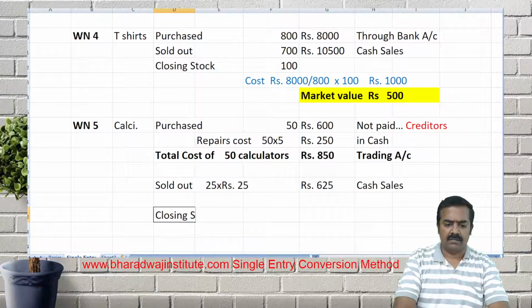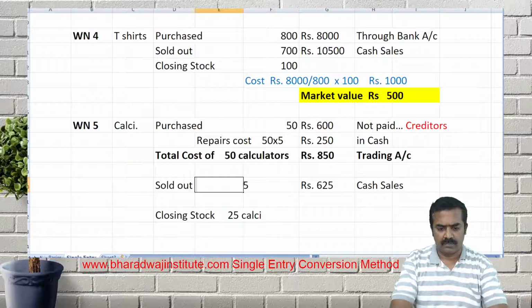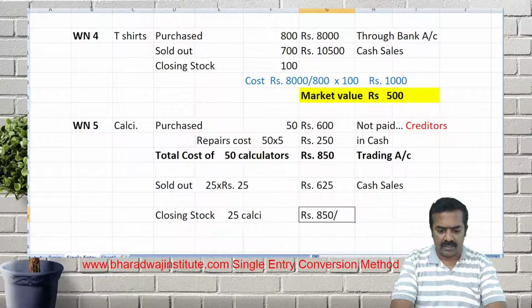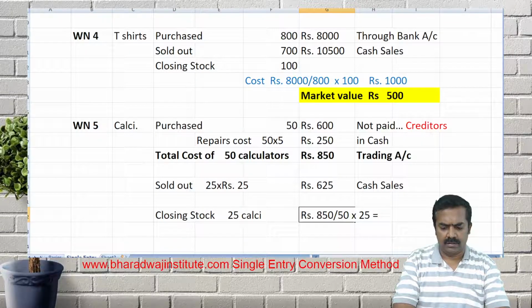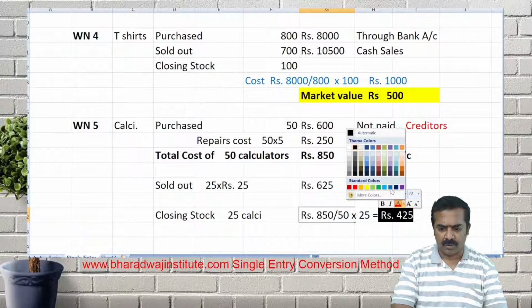Then closing stock. What is the closing stock? How many units will be there? 25 calculators. Rupees 850 is for how many calculators? 50 calculators, so for 25, how much? 850 by 50 is 17 per unit. So 25 units come to rupees 425. This is which value? Closing stock value.